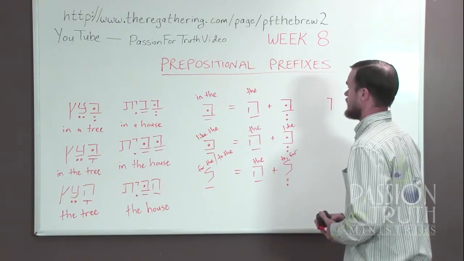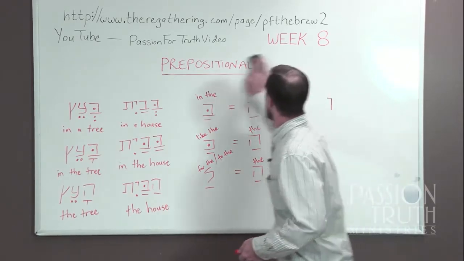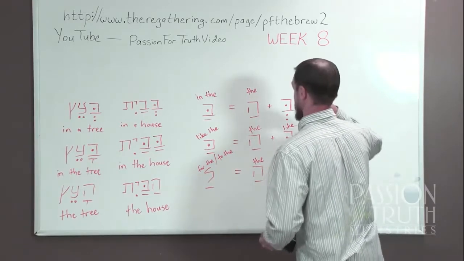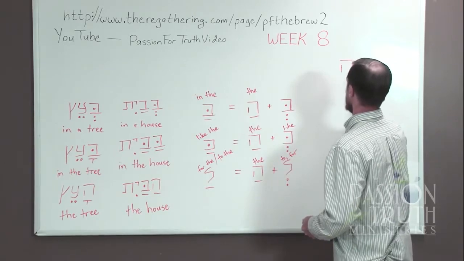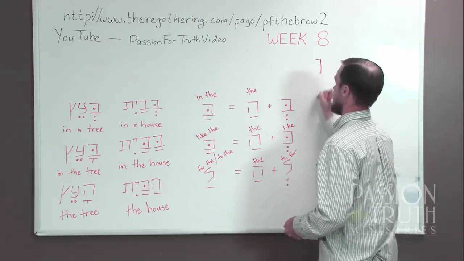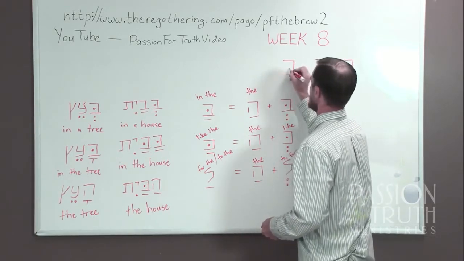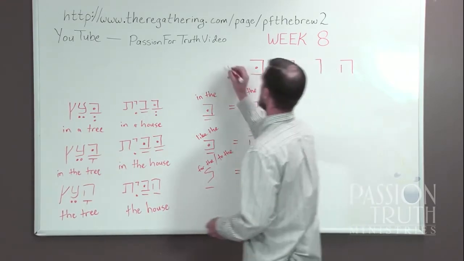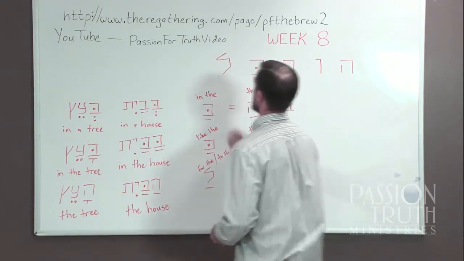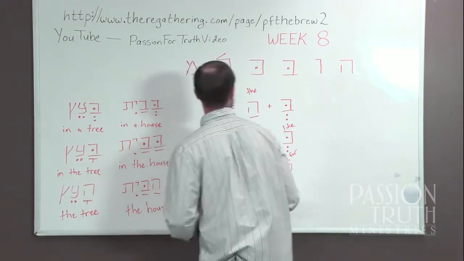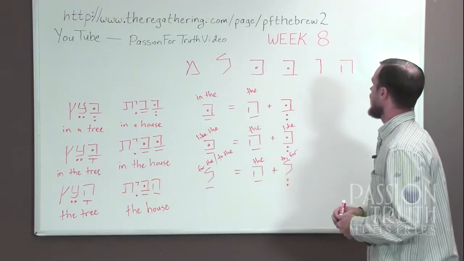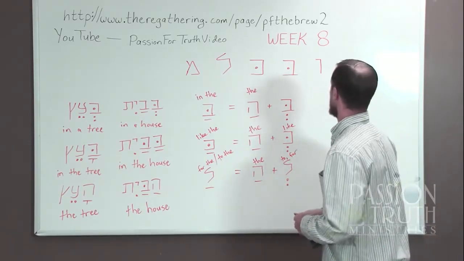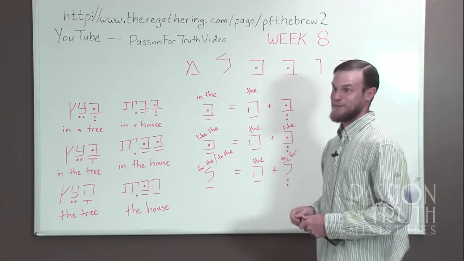So that leaves us with six prefixes. Okay, hey being the definite article, vav being "and," bet being "in" or "with," kaf meaning "like," lamed meaning "to" or "for," and the mem meaning "from." Okay? And these are the six prefixes that you will find in the Scriptures. In modern Hebrew, there are in fact even more, but I'm not going to go into those.